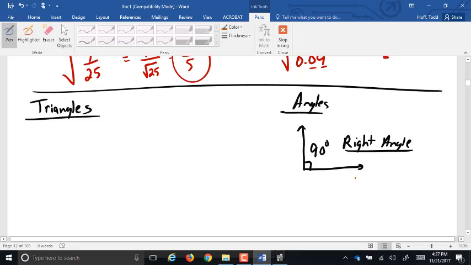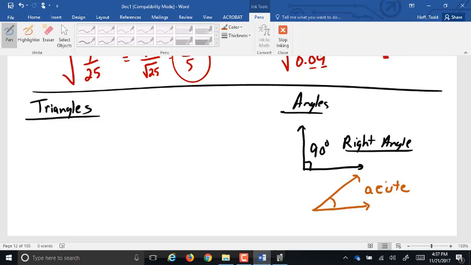If we have an angle that is smaller than 90 degrees, that is referred to as acute. This one's always been easy for me to remember because cute really usually refers to things that are small. So acute angle is a small angle, smaller than 90 degrees.